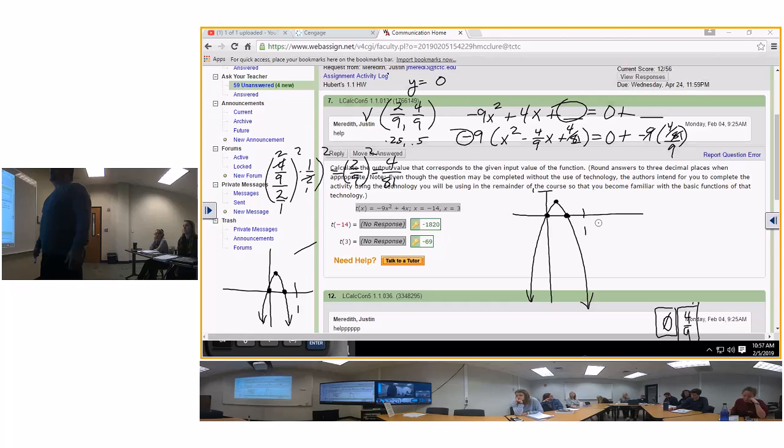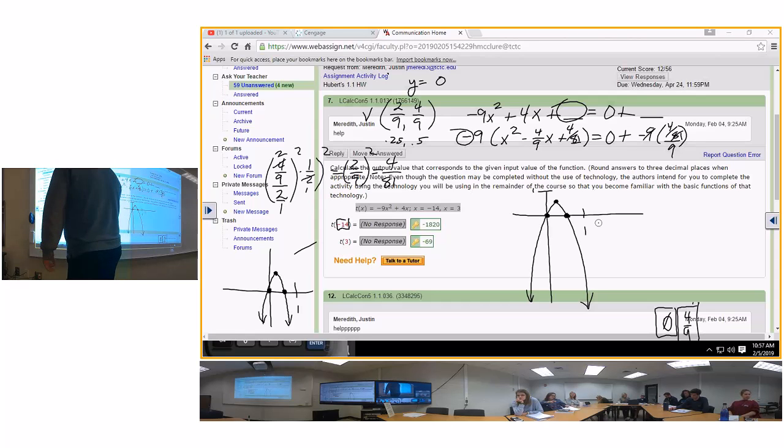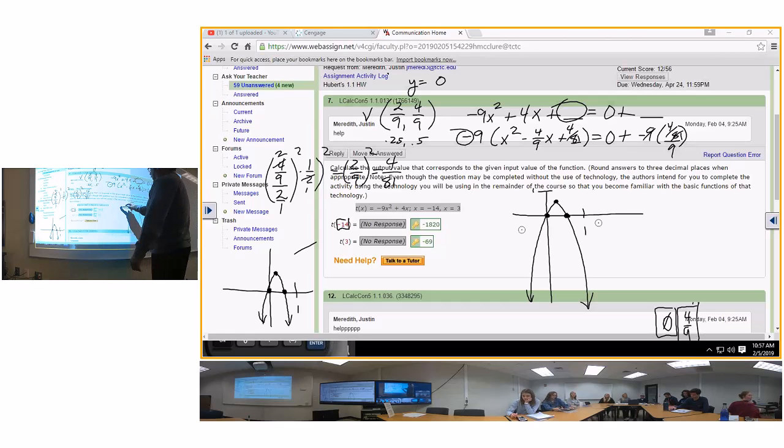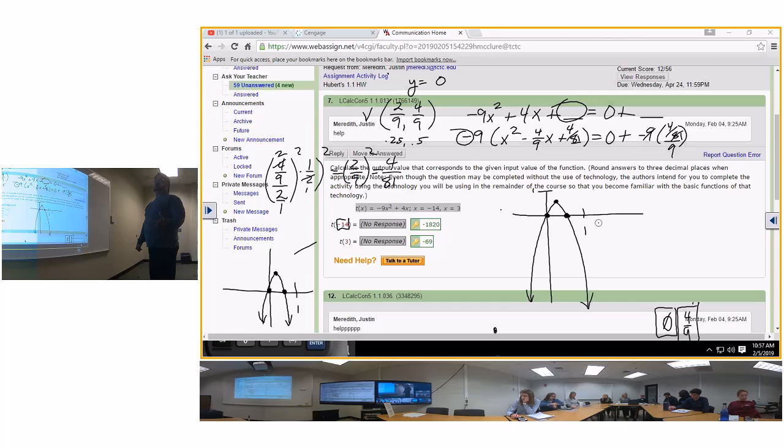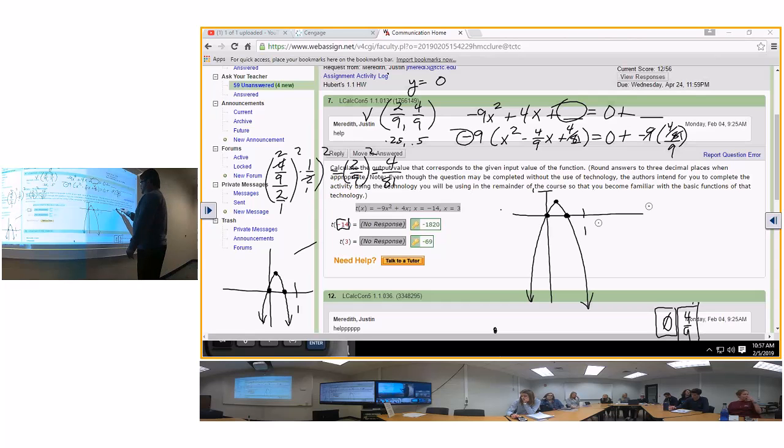What are you going to do when you have this right here? Plug and chug. Now t is equal to -14. That's way the heck over here. So it's going to be a small number because it's going to be way the heck down there. So it's going to be a negative number and it's going to be very, very big. So -9 parentheses -14 quantity squared plus 4 times parentheses -14. Somebody be cranking that out. And -9 parentheses 3 squared plus 4 times 3.